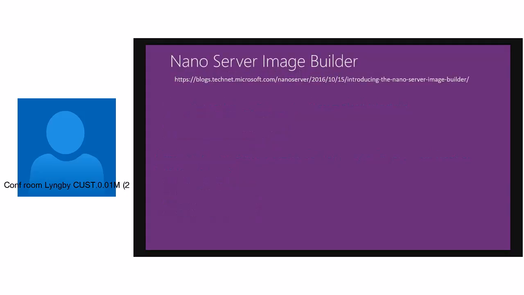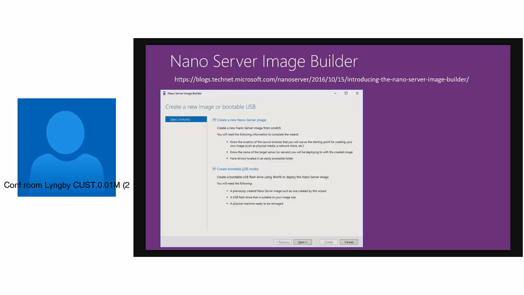They also recently added a GUI for it. So if you are not that familiar with PowerShell, or you think you will have a hard time using PowerShell to work on it, then you can use a GUI. The Nano Server Image Builder was introduced in October, and they provided a great blog post that shows all the steps with all the screenshots, so I will not go through all that, but just to show you that it's possible to create a new image or a bootable USB that you can use for Nano Server deployment.